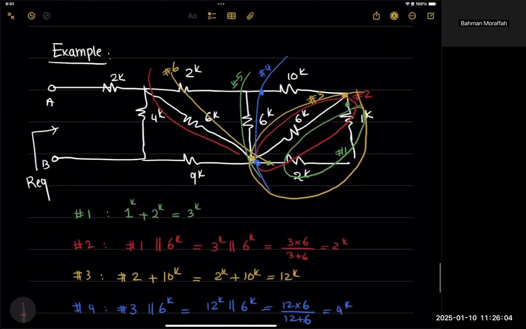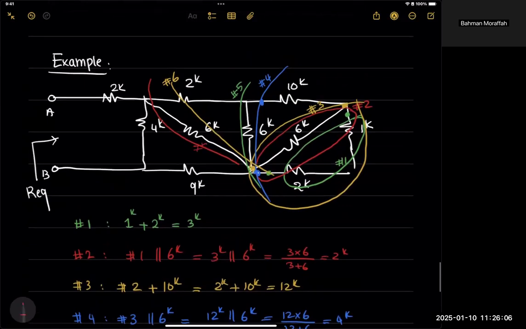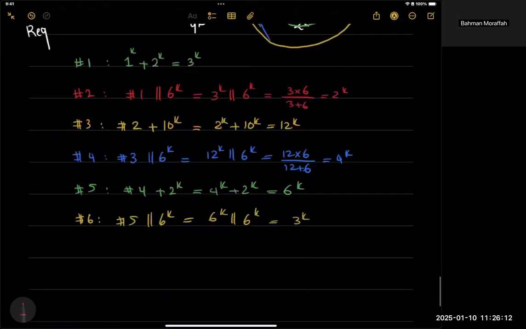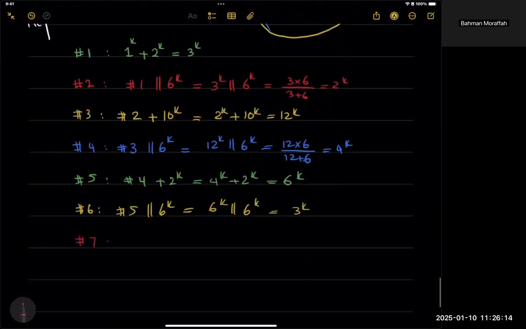But if I look at it, let's call this number 7. Number 7 is basically this 3K in series with this 9K. So number 7 is number 6 in series with this 9K. So it's going to be 3K plus 9K. So it's going to be 12K.